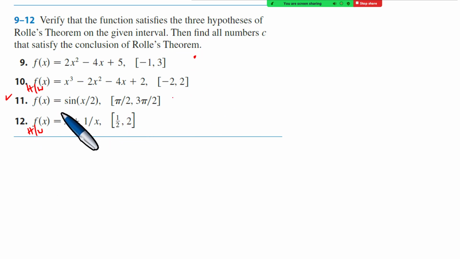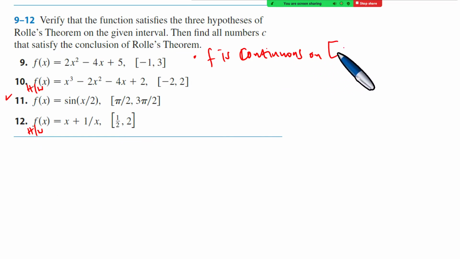Condition 1, continuity. f is continuous as a trigonometric function. So f is continuous on the closed interval from pi over 2 radians to 3 pi over 2 radians. That is condition number 1 of Rolle's theorem. What is condition number 2 of Rolle's theorem?